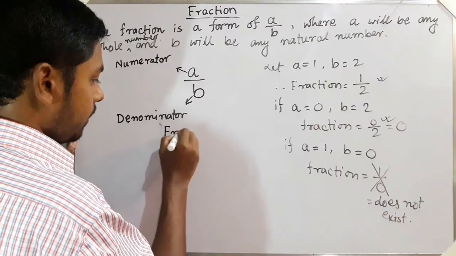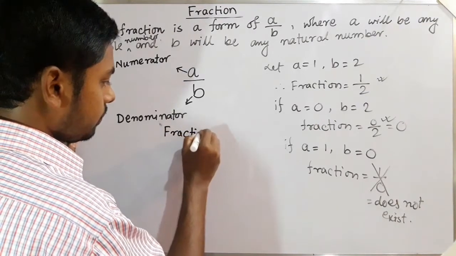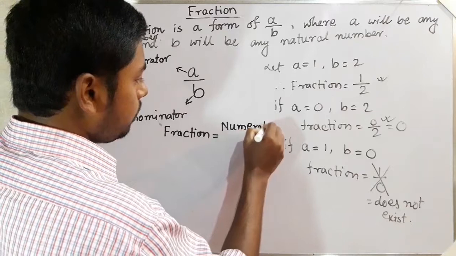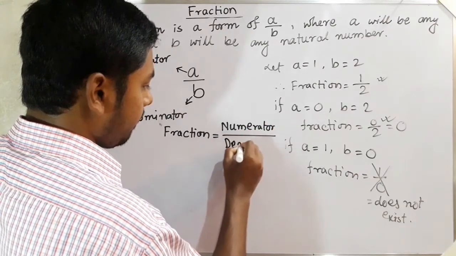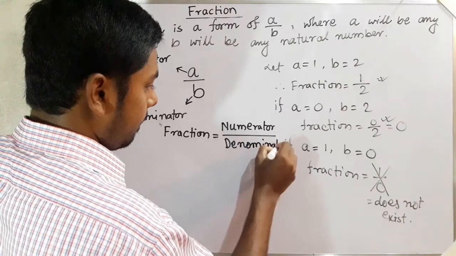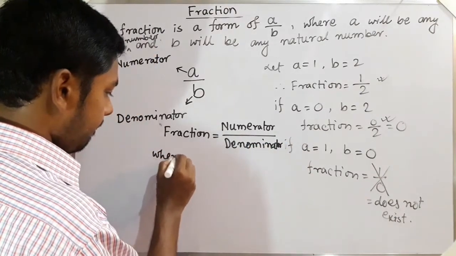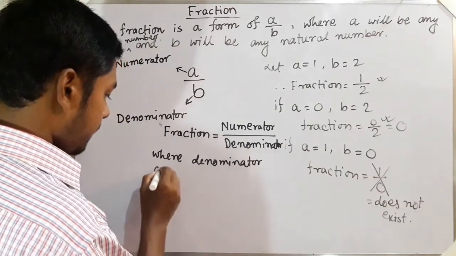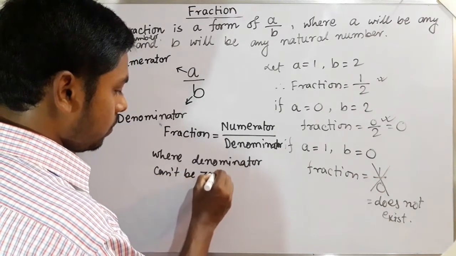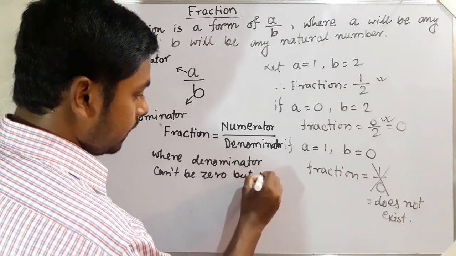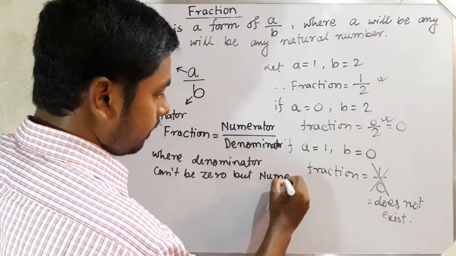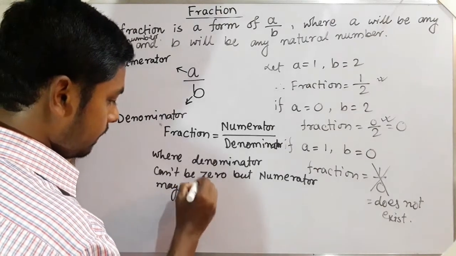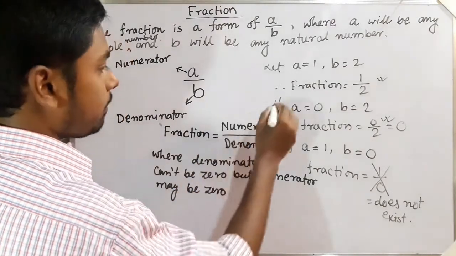That means the actual form of the fraction is: fraction is equal to numerator by denominator, where the denominator can't be 0, but the numerator may be 0. What have I written?